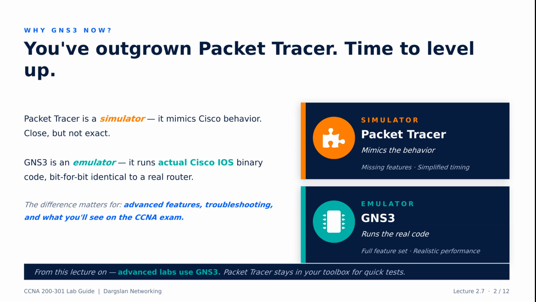So why make this jump now? Here's the core distinction. Packet Tracer is a simulator. It imitates how Cisco gear behaves, which is great for fundamentals but always a step removed from reality. GNS3 is an emulator, meaning it boots the actual Cisco IOS binary, the same code running on a physical router. That difference shows up the moment you hit advanced features, real troubleshooting scenarios, and the kinds of behaviors the CCNA exam expects you to recognize. From here on out, our advanced labs live in GNS3. Packet Tracer stays handy for quick sketches, but the real work happens with the real code.